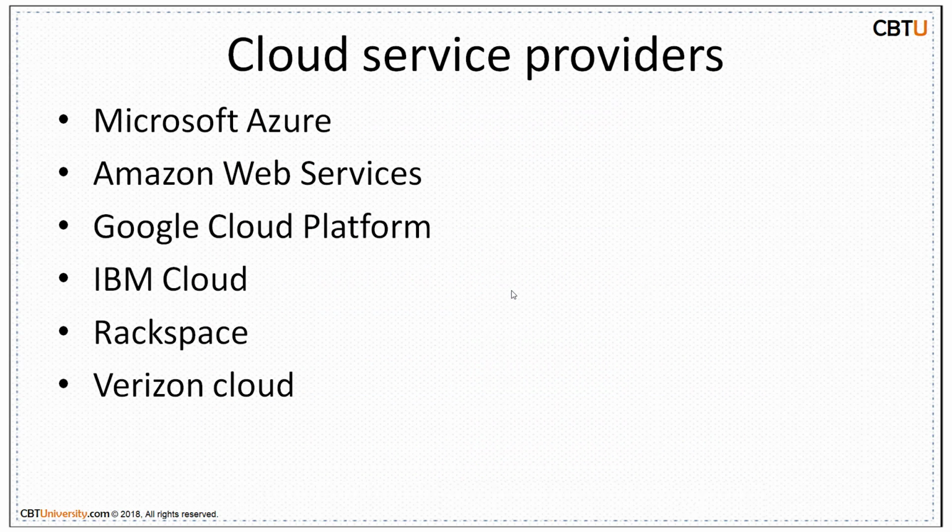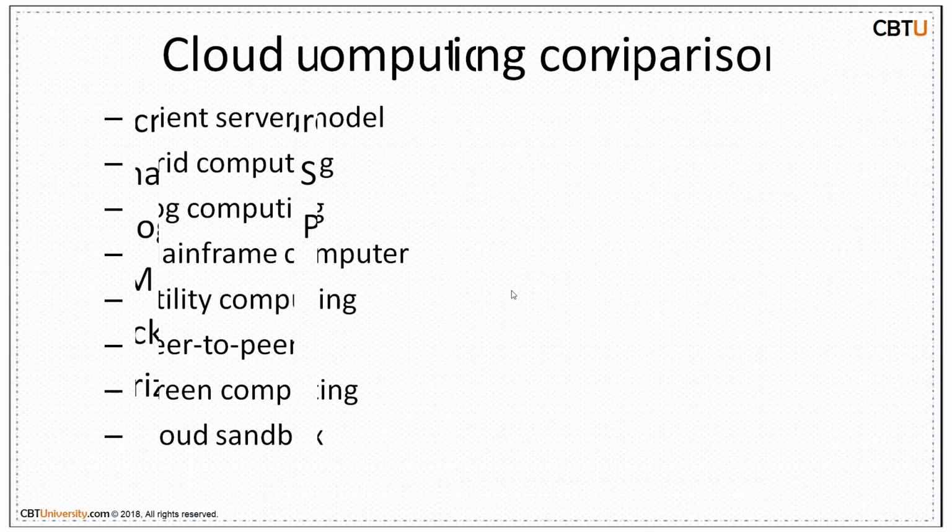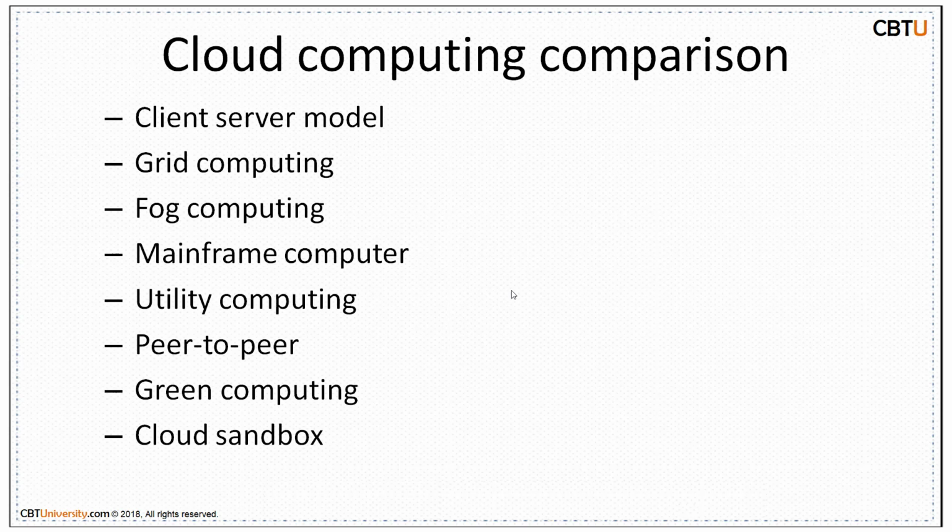We have trusted, proven cloud service providers. They include Microsoft Azure, Amazon Web Services, Google Cloud Platform, IBM Cloud, Rackspace, Verizon Cloud, and many others. Cloud computing compares with other models like client server model, grid computing, fog computing, mainframe computer, utility computing, peer-to-peer computing, green computing, cloud sandbox, and others.